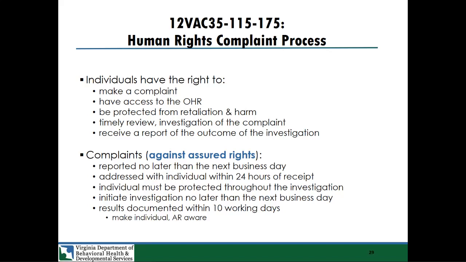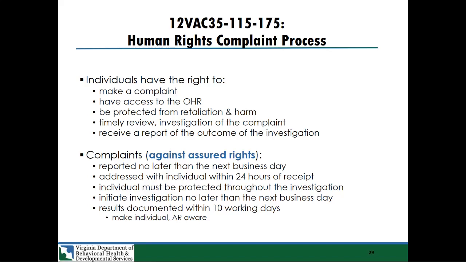You must make contact with the individual who is the subject of the complaint regarding the complaint within 24 hours of receipt of the complaint. The investigation of the complaint must begin as soon as possible, but no later than the next business day.